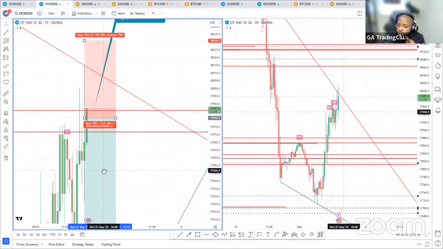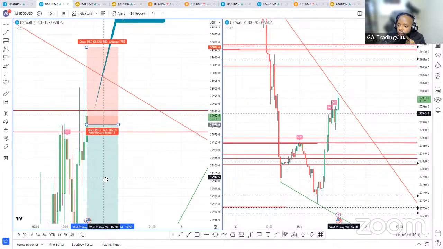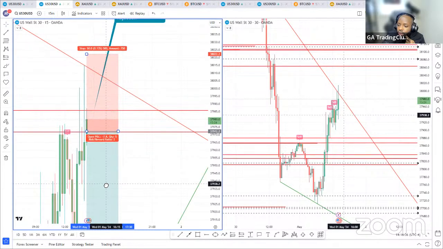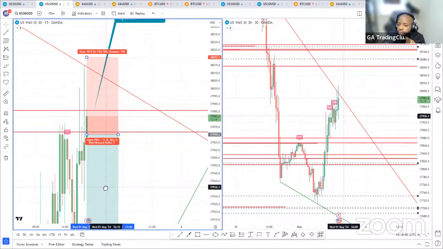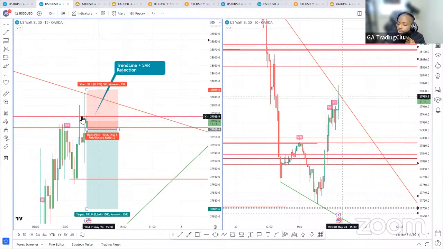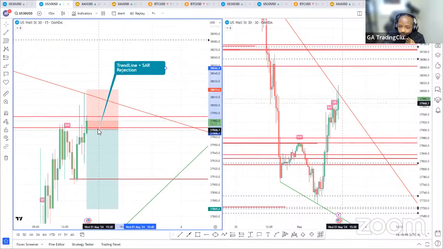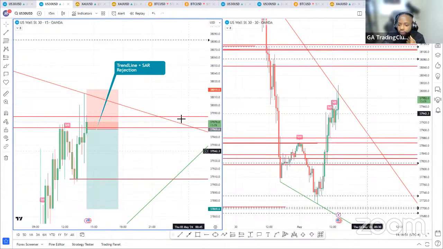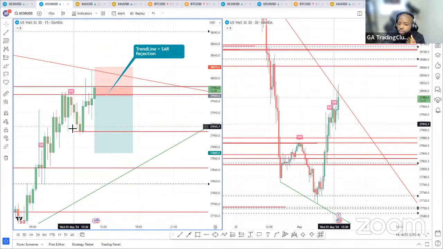37,969, somewhere here. Yeah, so somewhere there. So we need the stop loss above that previous high. And then it should be something like that. And we'll just see how that goes.